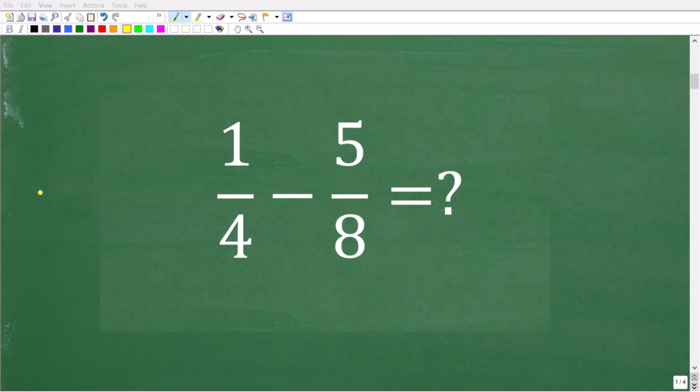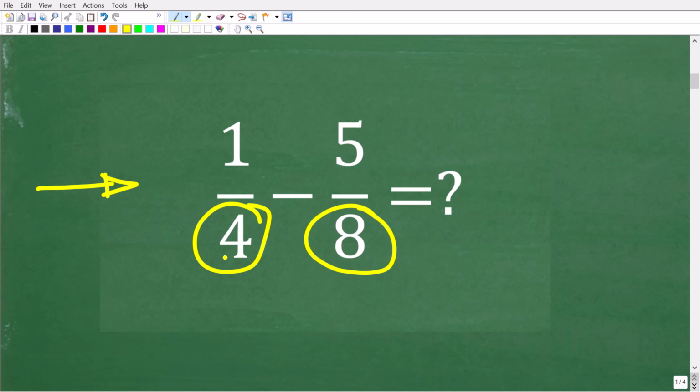So the first big idea that we need to understand about subtracting fractions or adding fractions is that these bottom numbers in the fractions must be the same in order to do the problem. And these bottom numbers are called the denominators. And these top numbers in a fraction are called the numerator. So we can't subtract these two fractions the way they are written right now, but we can do something about it. But let me show you a simple example of when we do have the same denominators.